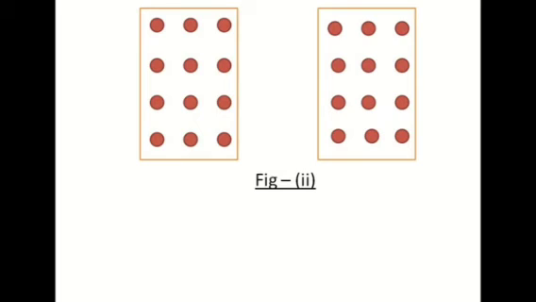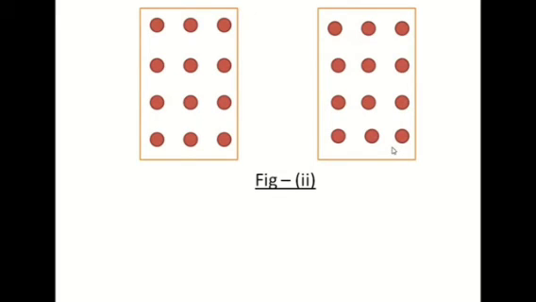Observe this diagram now. There are 2 boxes. Come to the first box. You can see there are dots, and there are 3 dots in one row. If you count, you can see there are 4 rows. So what will be the total number of dots here? So 3 into 4, yes, in one box.